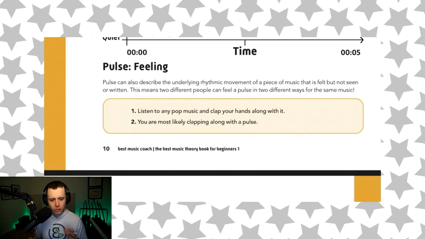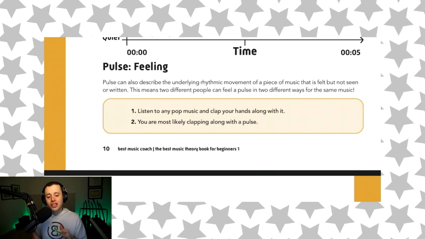So the word pulse can also describe the underlying rhythmic movement of a piece of music that is felt by you, but not seen or ever written down. Interesting, huh? So when you hear a piece of music, you might start to clap along with it. When you clap along with it, you are feeling the pulse. No one's telling you to clap along with it, but you sort of instinctively feel where to clap or where to bob your head. That's you feeling the pulse.